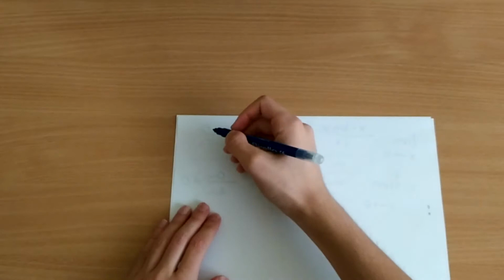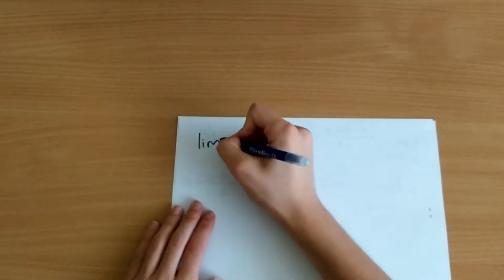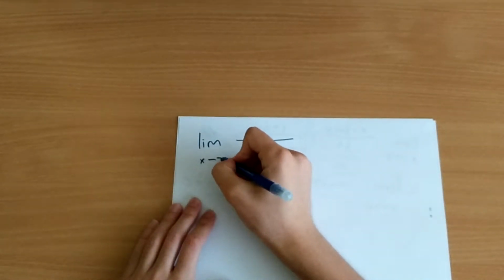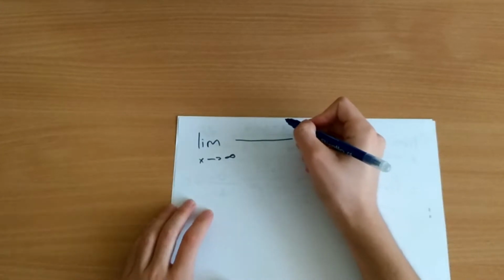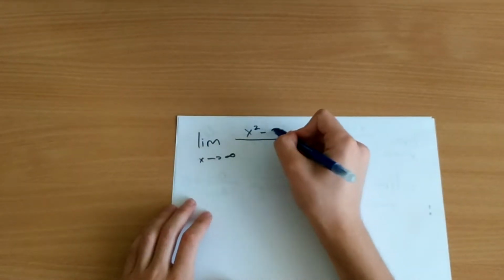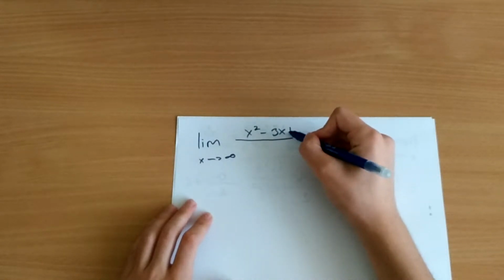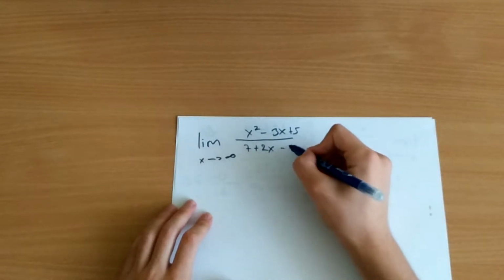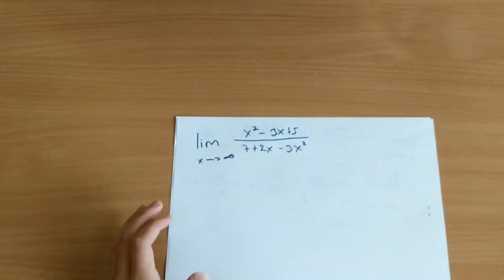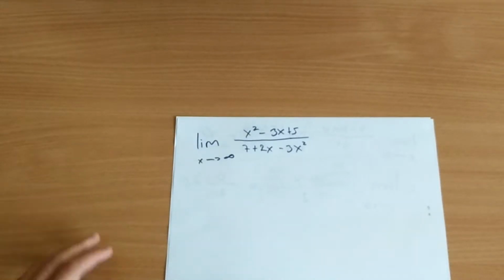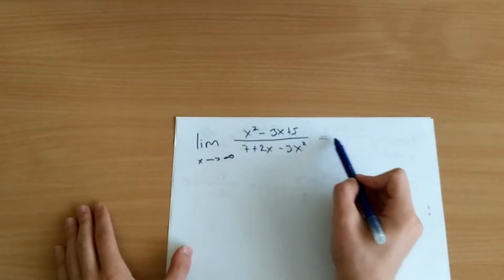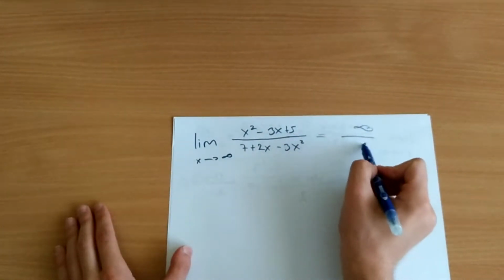So let's say we have the limit as x approaches infinity of x squared minus 3x plus 5 over 7 plus 2x minus 3x squared. Okay, so here we replace the x with infinity. We can see that we will get the form infinity over infinity.